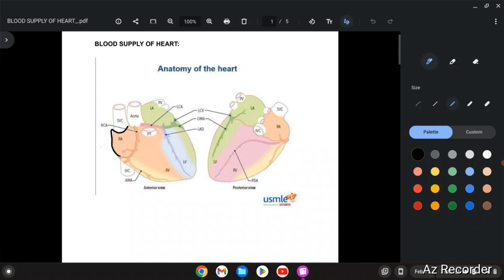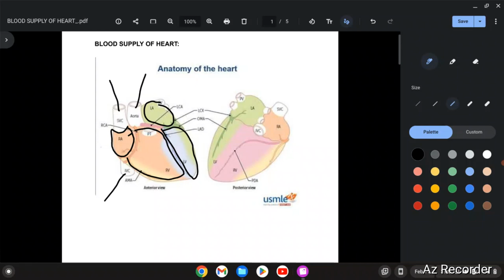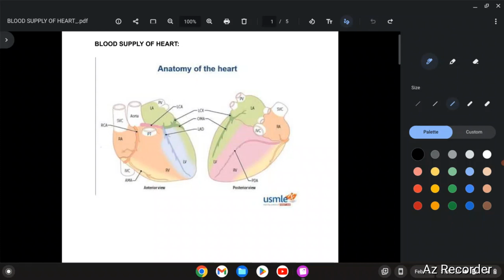Okay, so this is your right atrium, this is your right ventricle. Actually, this is your right ventricle, this is your left atrium, this is your left ventricle, and then you have superior vena cava, inferior vena cava, aorta, pulmonary vasculature. Okay, so the blood supply of heart, the heart is supplied by your coronary vessels.